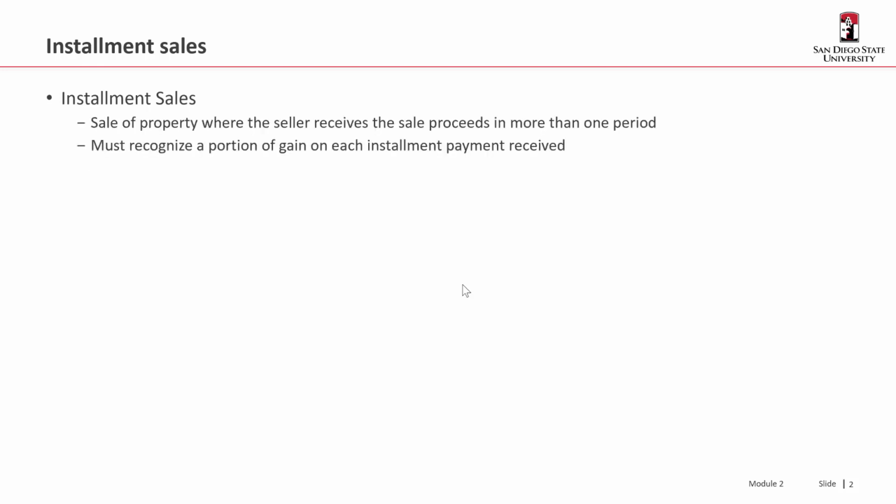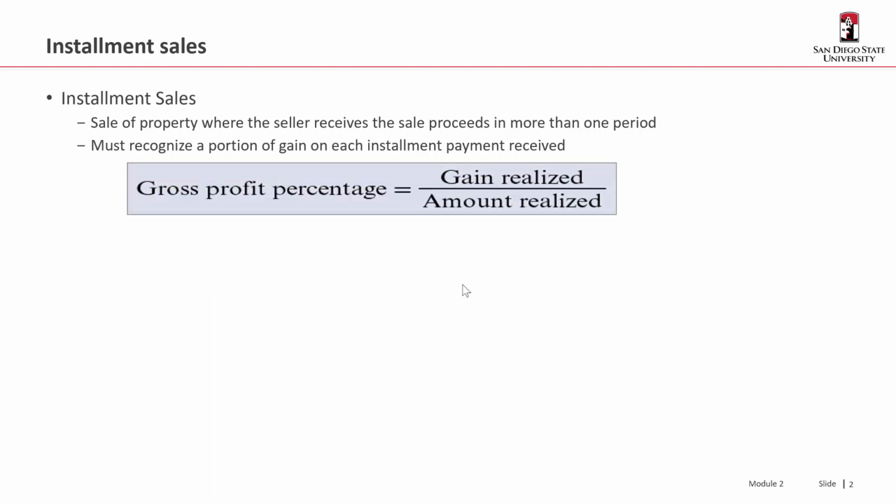So this applies in the sale of property where the seller receives the sales proceeds in more than one tax period. You recognize a portion of the gain as each installment payment is received. And the percentage you recognize is known as the gross profit percentage, which is generally the gain realized over the amount realized. That's in its most basic form.